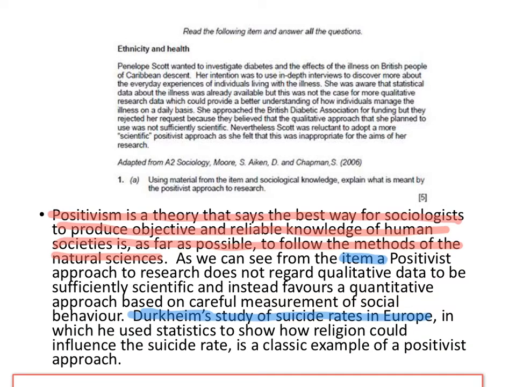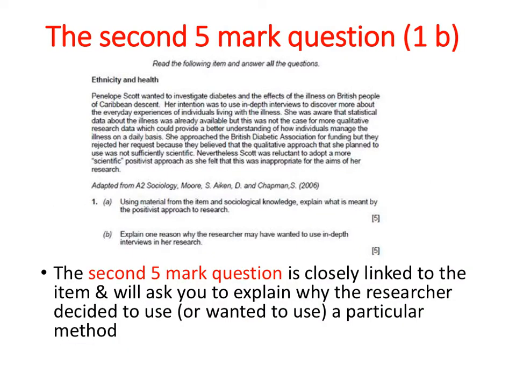So positivism is clearly defined, and understanding of that key term is clearly demonstrated through the use of an example from both the item and also an example from the candidate's own knowledge. Now the second 5-mark question is really closely linked to the item that they give you.